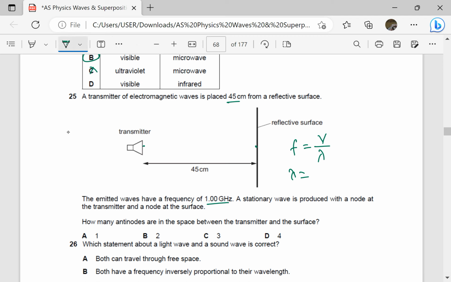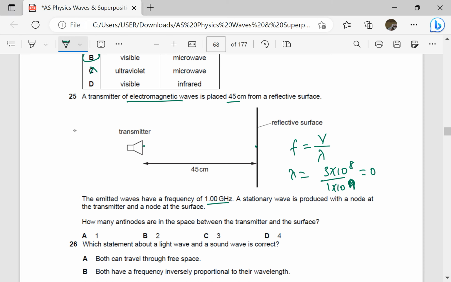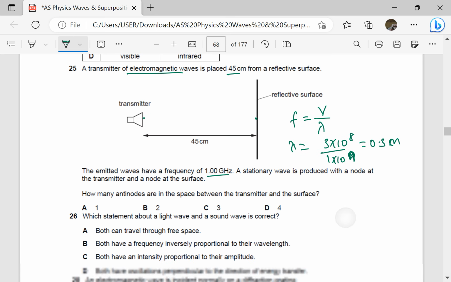So the wavelength is going to be V, which, because it's electromagnetic, is 3 times 10 power 8, divided by the frequency, which is 1 times 10 power 9, giga being power 9. So this is 3 exponent 8 divided by 1 exponent 9. So that is 0.3. So the wavelength is 0.3 meters.